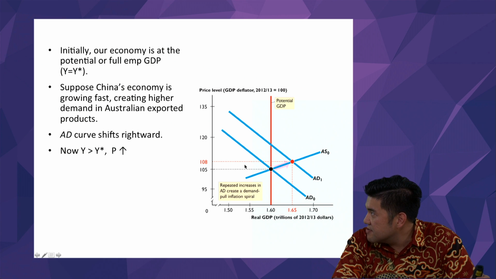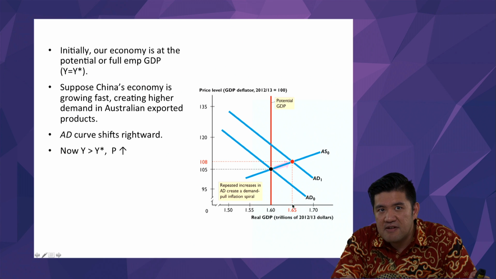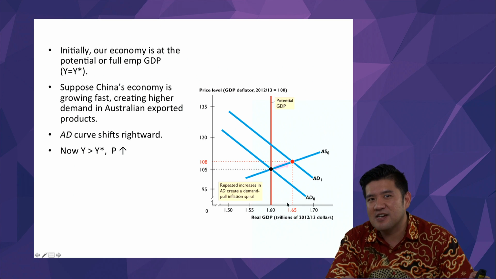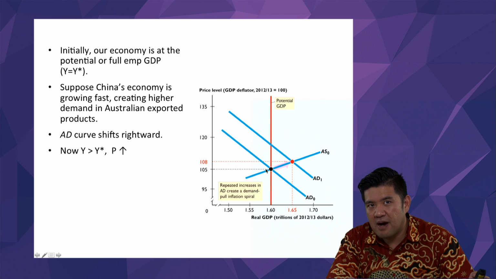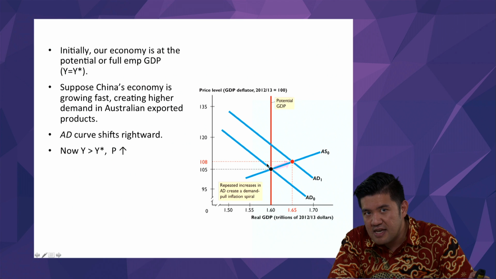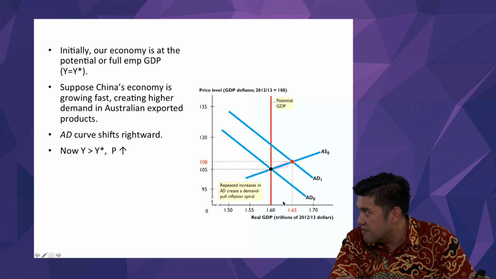Not just price, guys. GDP also goes up. So where are we now, guys? What do we call this situation? GDP is higher than the potential GDP? Inflationary gap. Okay, price goes up. So there you go. You see what I mean by demand pull inflation. Demand shifts to the right, price goes up. Not just that, GDP also goes up. Inflationary gap.